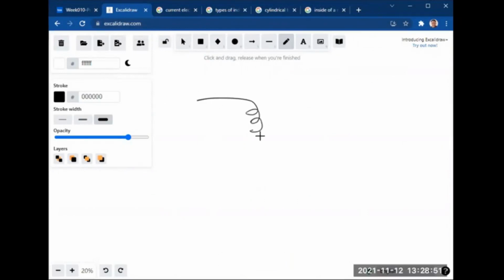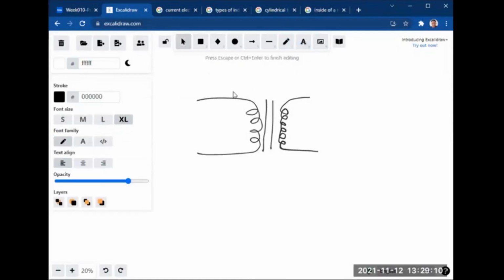Schematic diagram. Okay. Then we have an iron core and secondary coil. Okay, so this is what a transformer looks like. Again, primary coil, secondary coil.